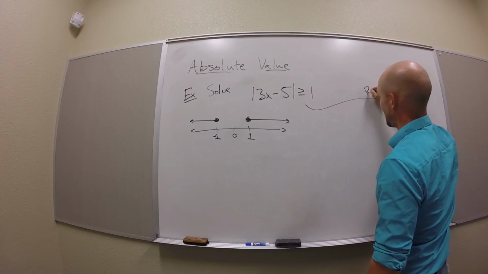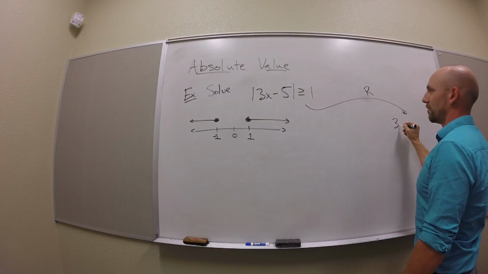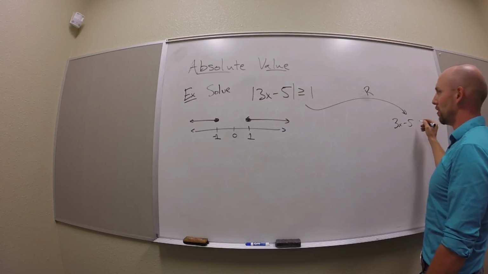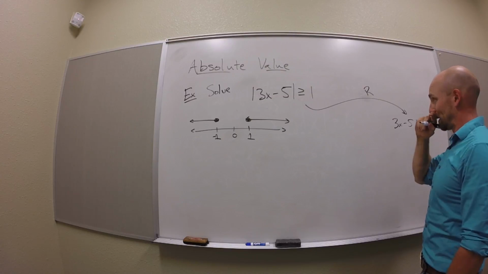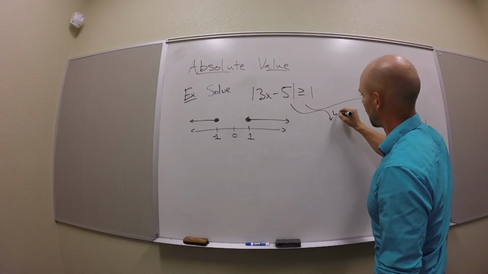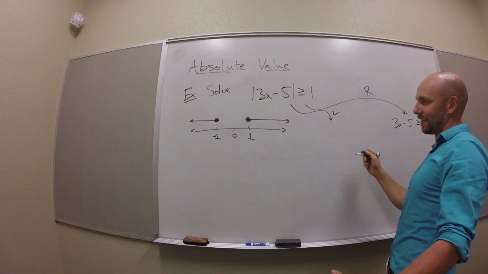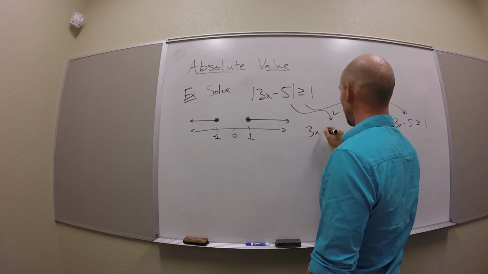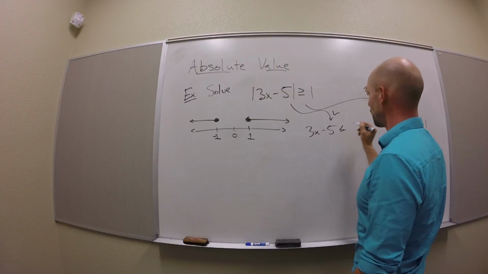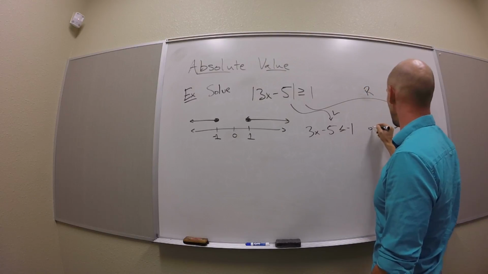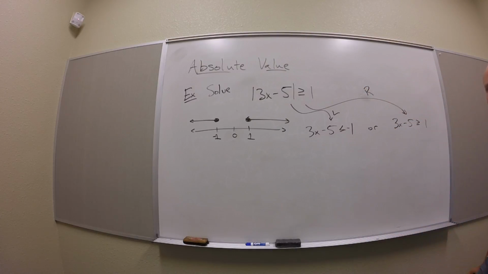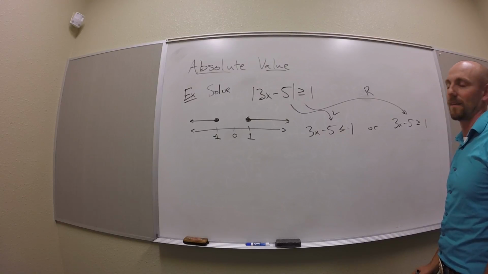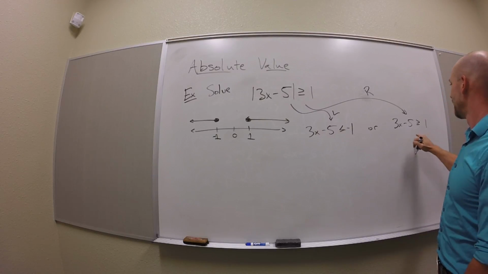On the right-hand side, 3x minus 5 could be bigger than or equal to 1. On the left-hand side, on the other hand, literally, 3x minus 5 could be smaller than or equal to negative 1. Either of those is an option. You guys see this? All right. So now what?